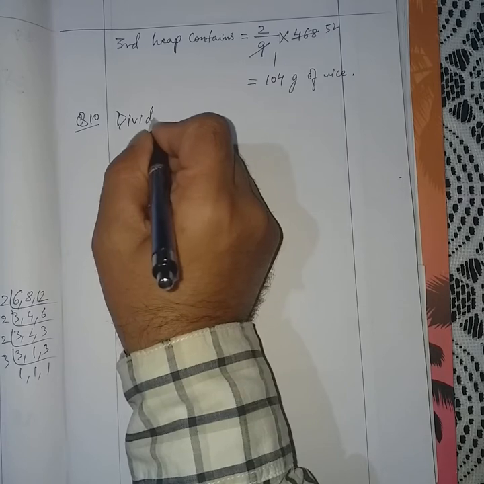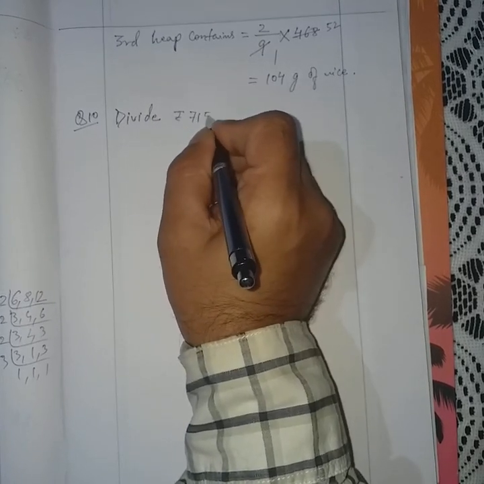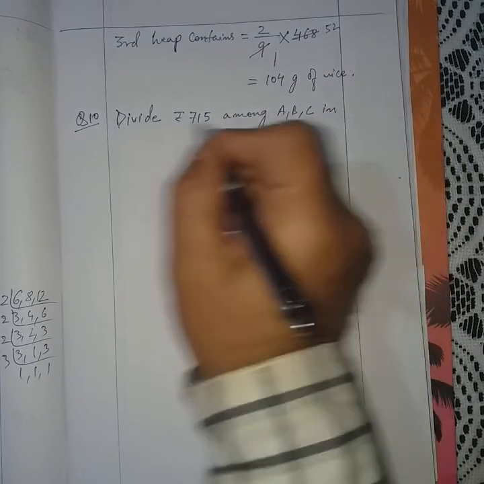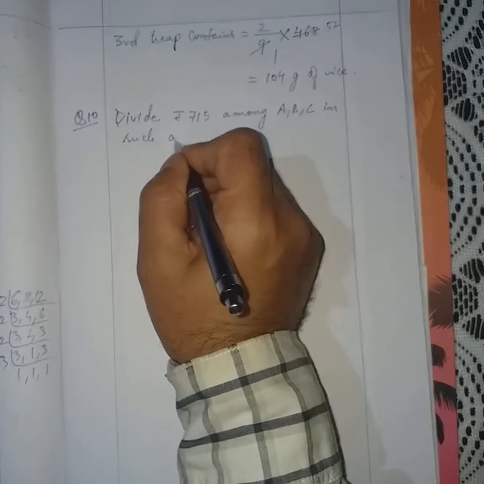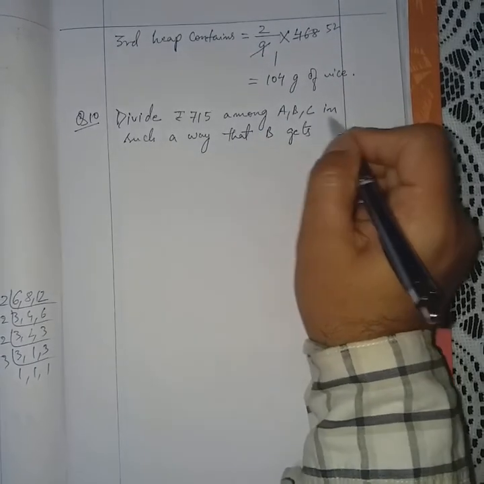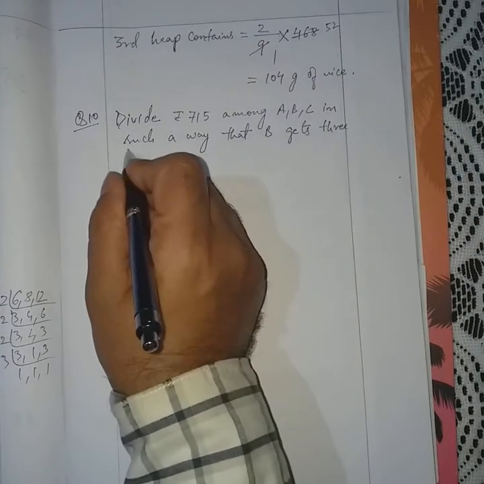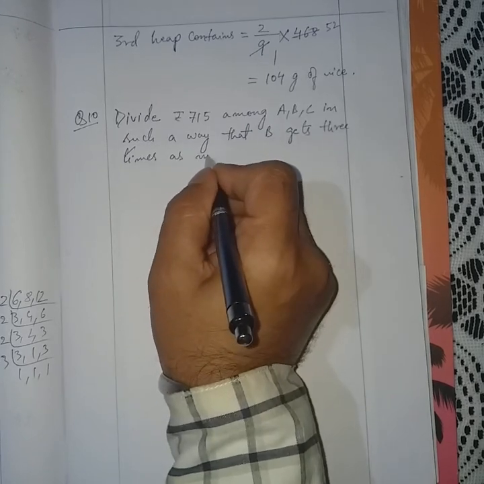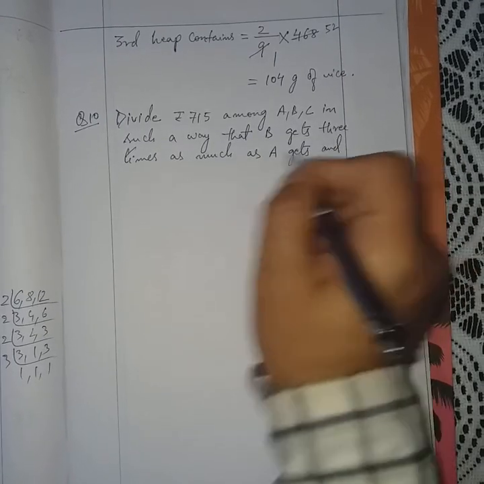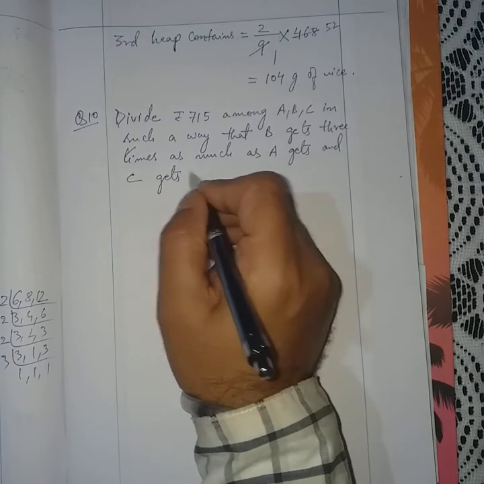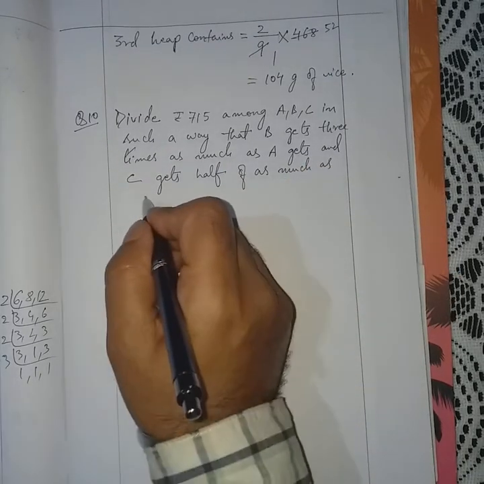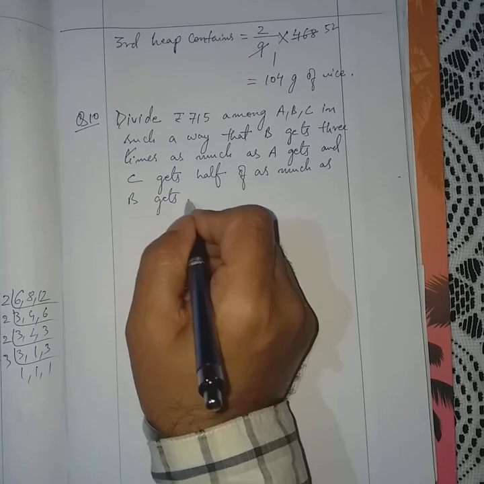Divide rupees 715 among A, B, C in such a manner, in such a way that B gets, try to understand the question, B gets 3 times as much as A gets and C gets half of as much as B gets. So try to understand the question.